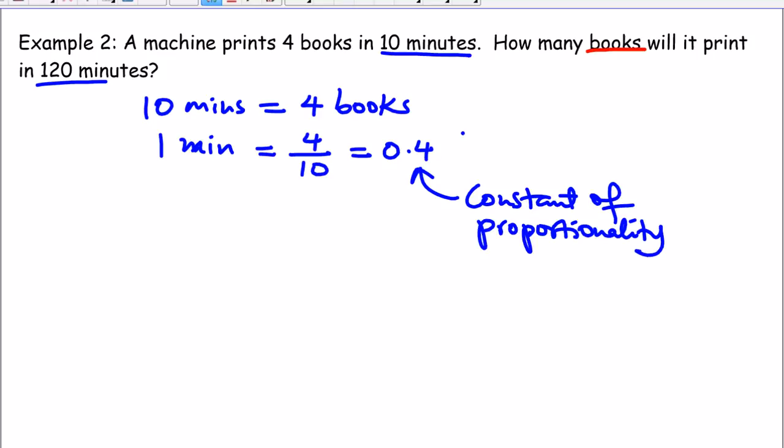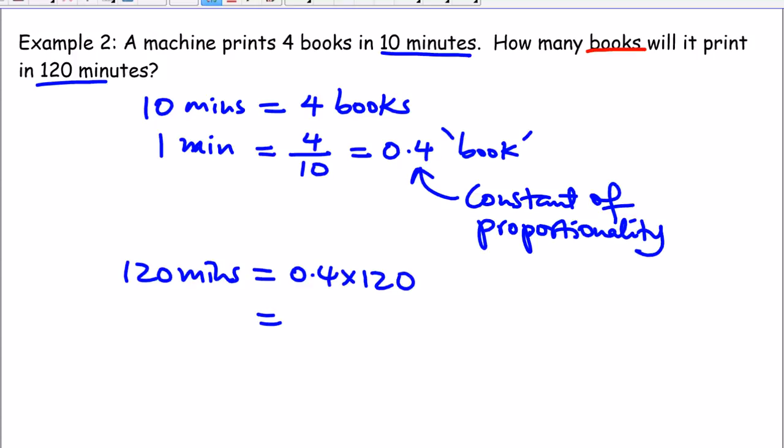So that means that in 120 minutes, if in 1 minute that part of the book is printed, that means in 120 we are going to multiply that by 120, so that will be 0.4 multiplied by 120, which will give us 48 books.